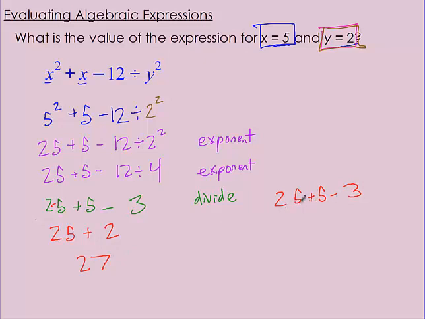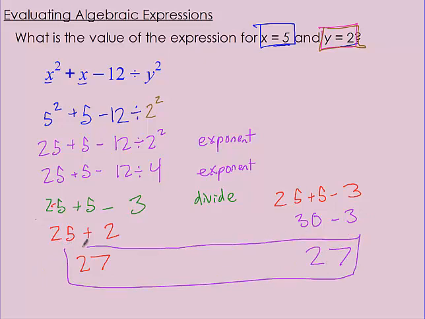What if I did the plus 5 first? Well, 25 plus 5, that comes out to 30. And so you have 30 minus 3, and that also comes out to 27. So both our answers are the same thing. It doesn't matter which order, if you did the plus or the minus first.